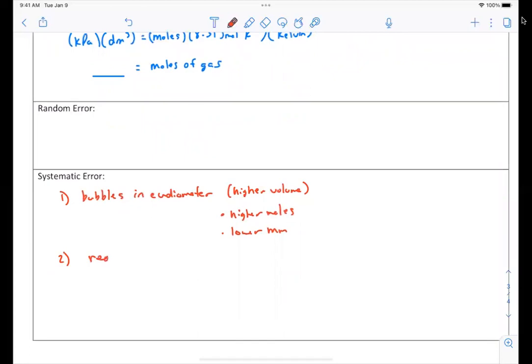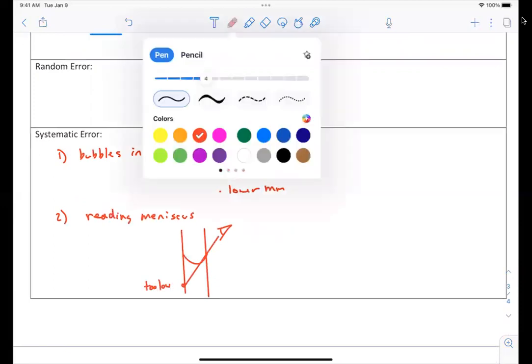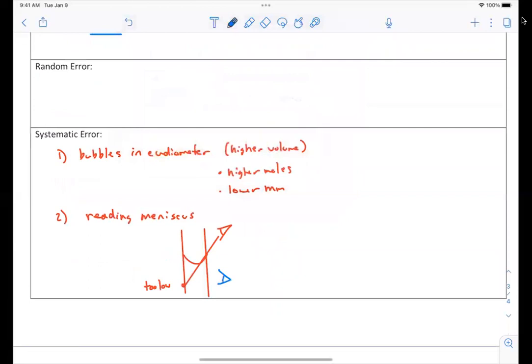Okay, two. Reading the meniscus. I know this is a technique that you're supposed to know, but I do want you to understand how this affects it. If you're not at eye level for the meniscus, that affects what your value is. If you're too high, then you read a value that's too low. And if you're too low, like you're not at eye level, actually, oh no, you'll see that value. So it's too high.